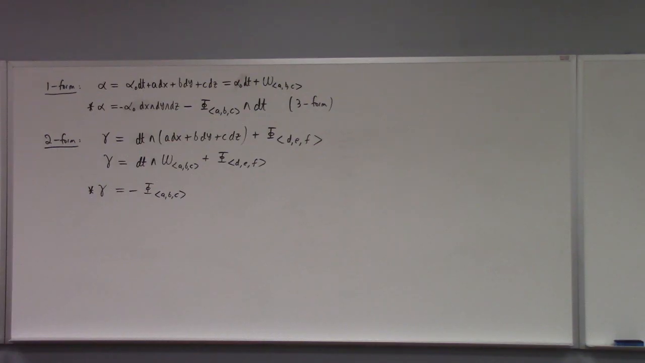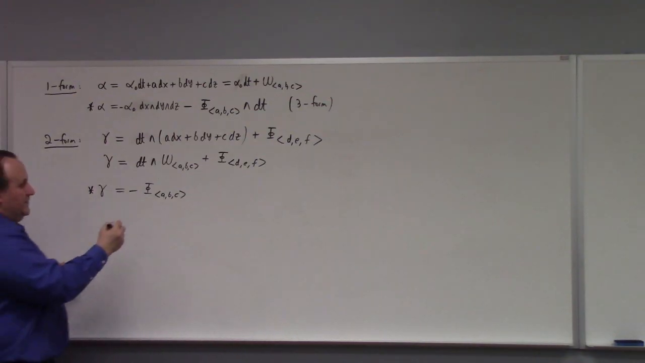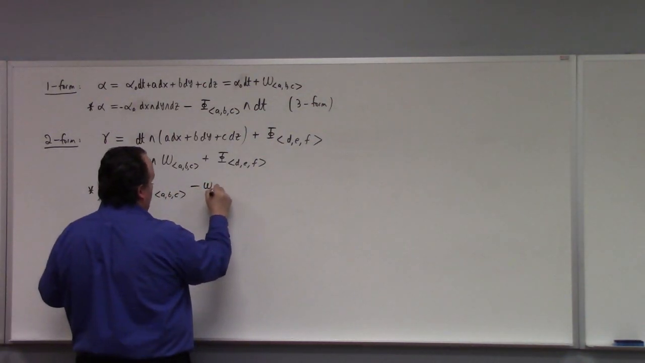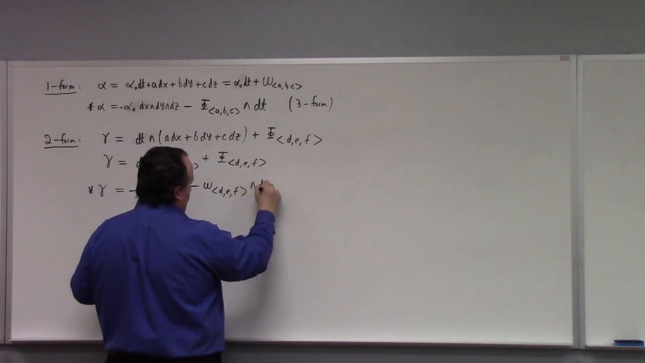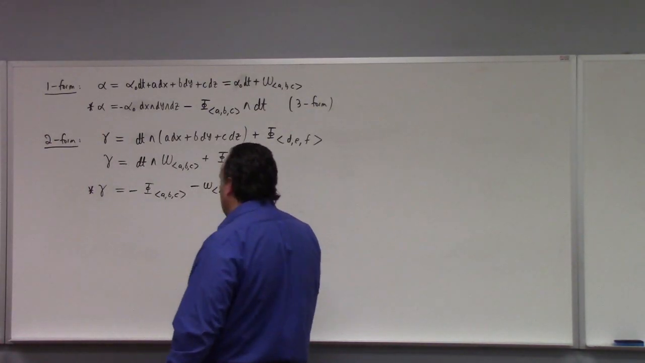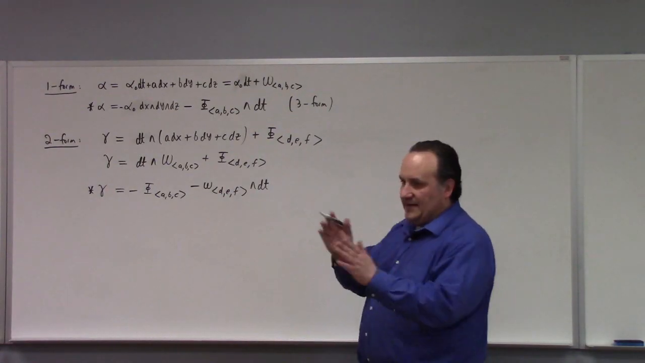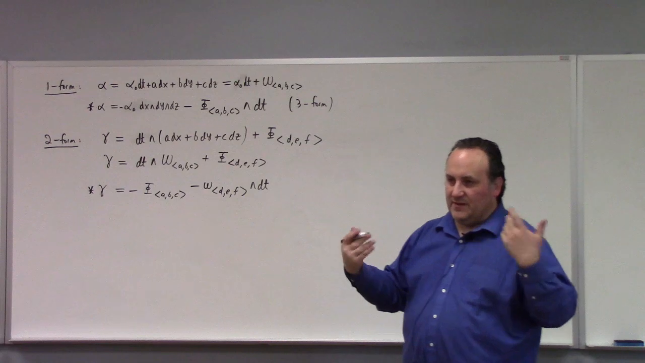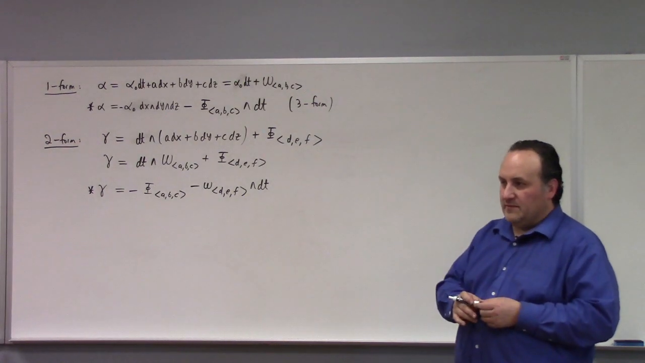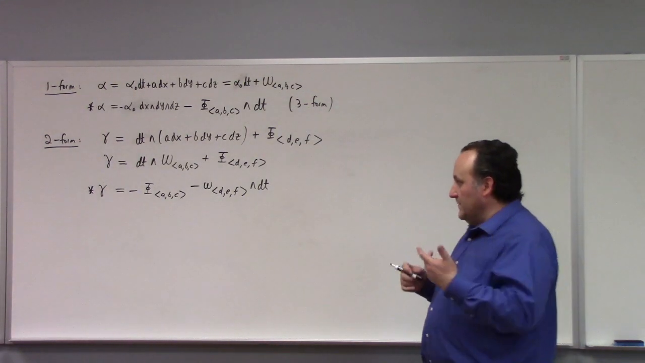So when we take the Hodge dual of the flux form, it flips us over to minus the work form of DEF wedge dt. Now, of course, we can use the antisymmetry of the wedge product to put the dt first and make it a plus. There are different things we could do. I just wanted to point out that this is what happens.